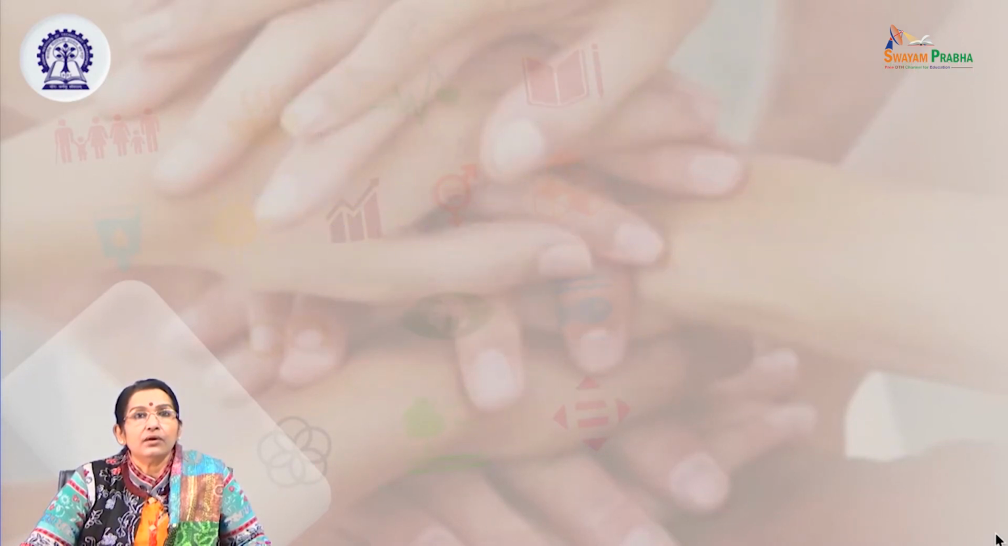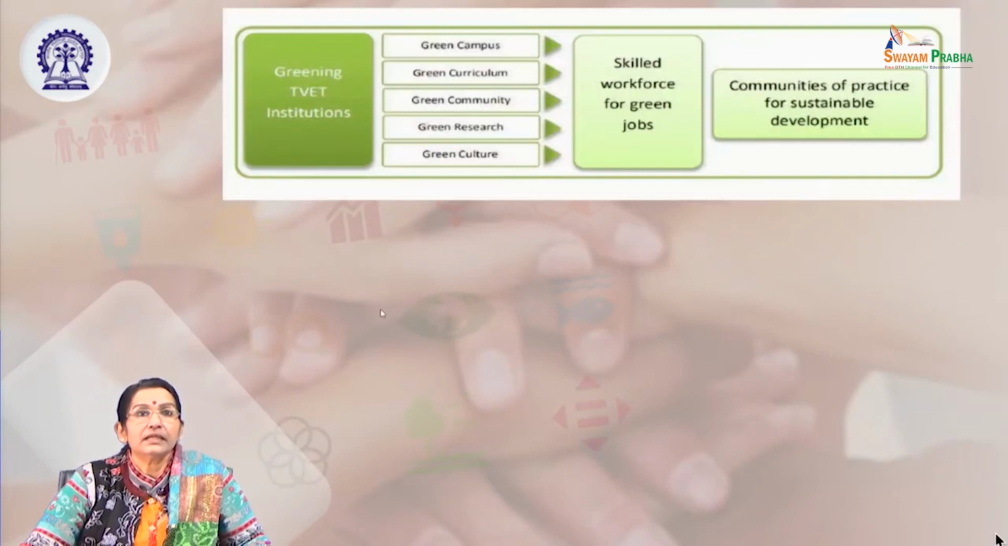Then again, how to identify the TVET indicators. So, for example, these are the greening TVET institution, green campus, these are the 5 dimensions, skilled workforce for green jobs and communities of practice for sustainable development. Then again, who are the direct and indirect stakeholders who are going to use this? That is, identifying the communities of practice for this sustainable development. Who are the stakeholders who are going to utilize these practices?